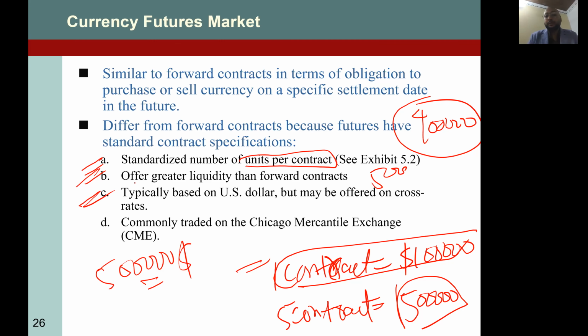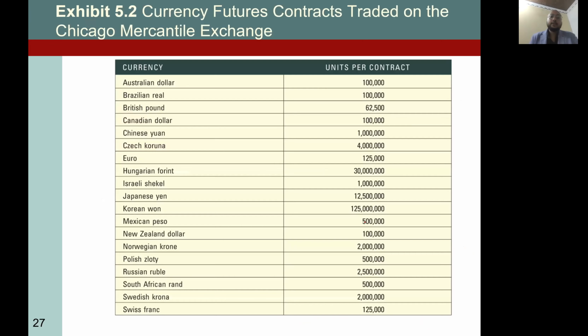So typically US based companies, typically based on US dollars, but they can also be in other currencies as well. We will see that. They are normally traded on the Chicago Mercantile Exchange. All right. So here we go. One Australian dollar contract is 100,000 Australian dollars. If you need 300,000 Australian dollars, you will need to buy 3 contracts.